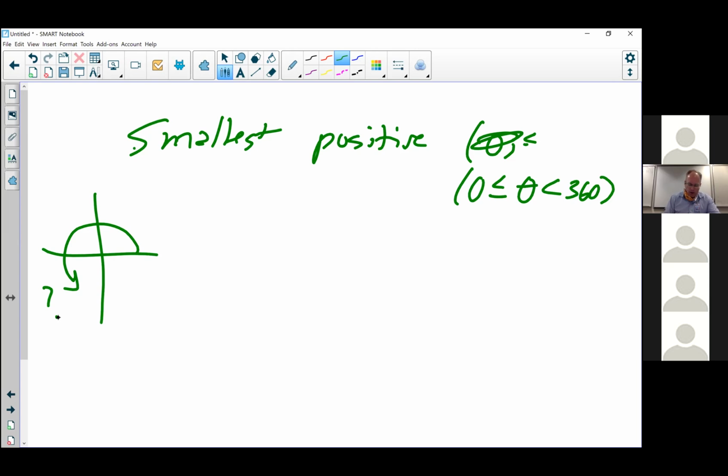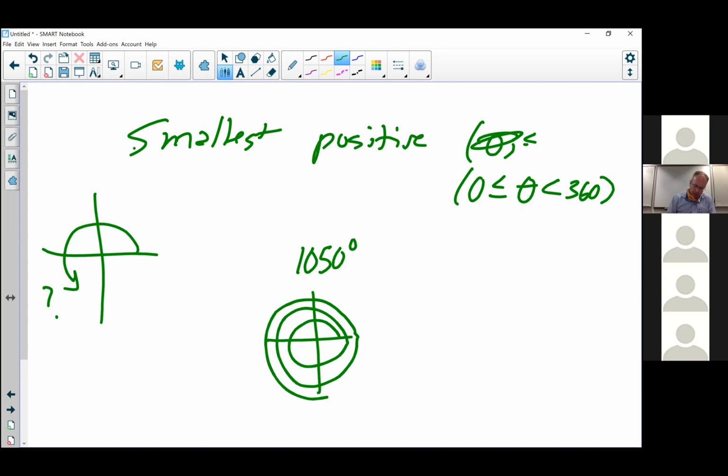So what if I had 1050 degrees? Does that go around the circle once? So what does 1050 look like? So basically it looks like this if I had drawn it. There's 360, 720, and then it stops here. How far is it from here to here?